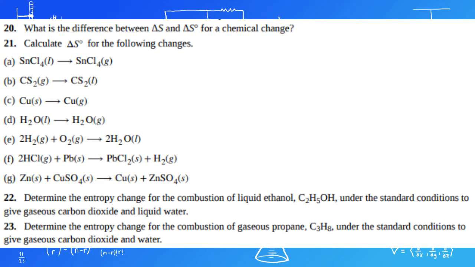So 21 you can do on your own. Review calculating delta H of reaction from video number 6 if you've forgotten how to do that. 22, determine the entropy change for the combustion of liquid ethanol. Same as 21, except you have to write the reaction and balance it first. 23, determine the entropy change for the combustion of propane. Same as 22. Okay, next set.